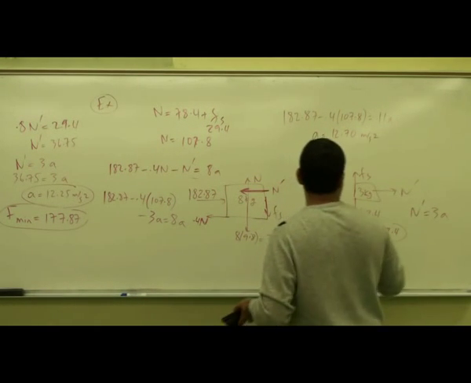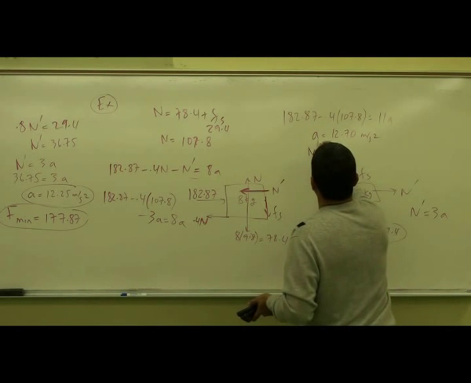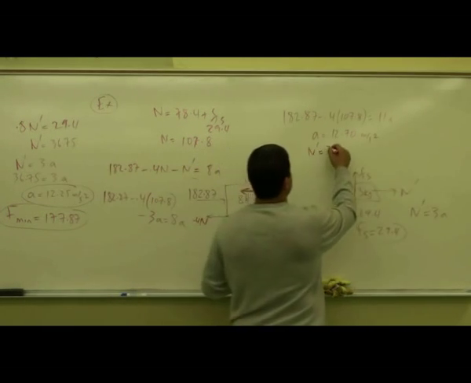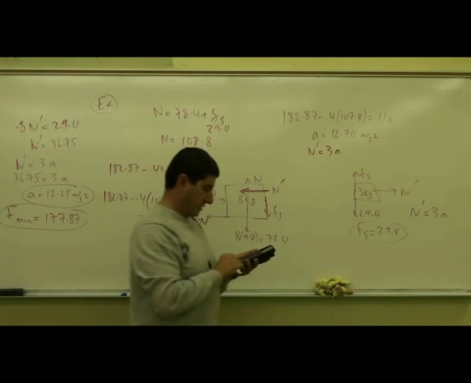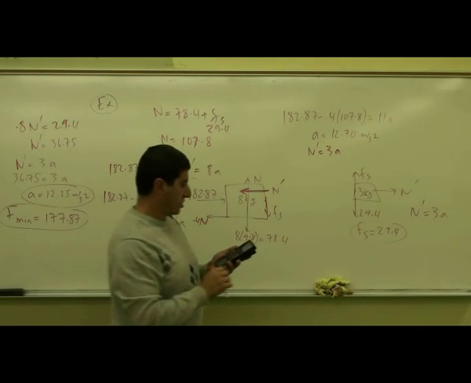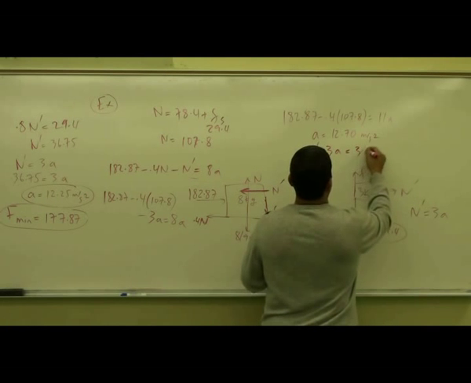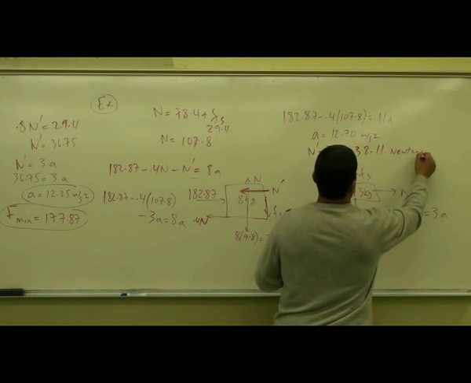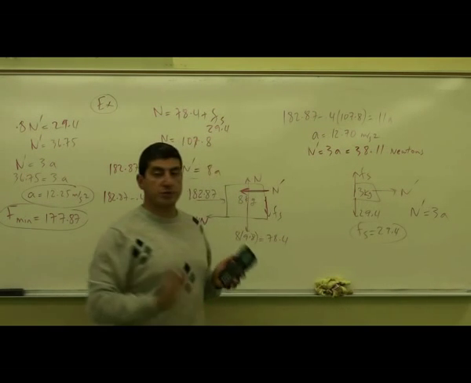Okay, and then what's n prime? N prime is equal to 3 times a, which is 38.11 newtons. So there's 38.11 newtons pushing that.